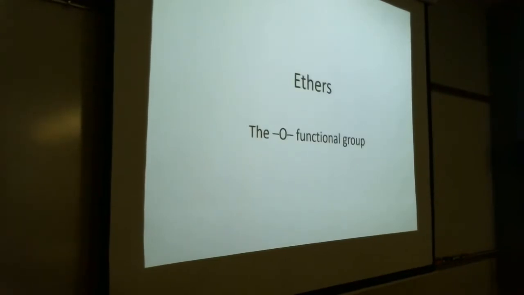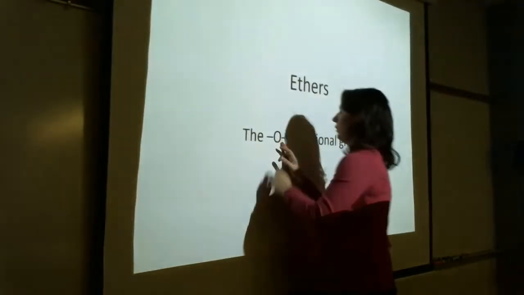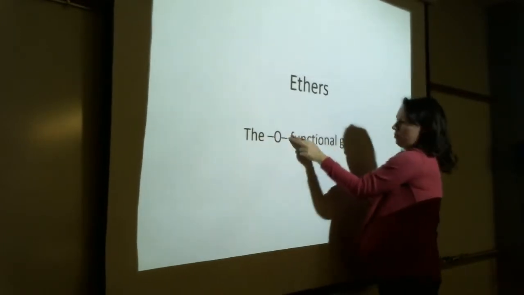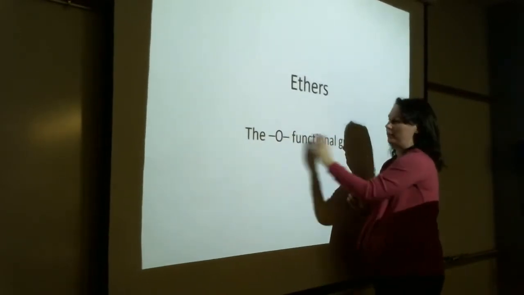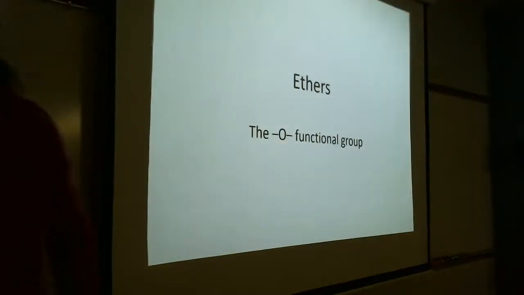All right, now let's look at ethers. Ether is just a plain old O, right? So there's something on this side, and then there's O, and then there's whatever's on this side. Okay, so that's what an ether looks like. That's the functional group ether.